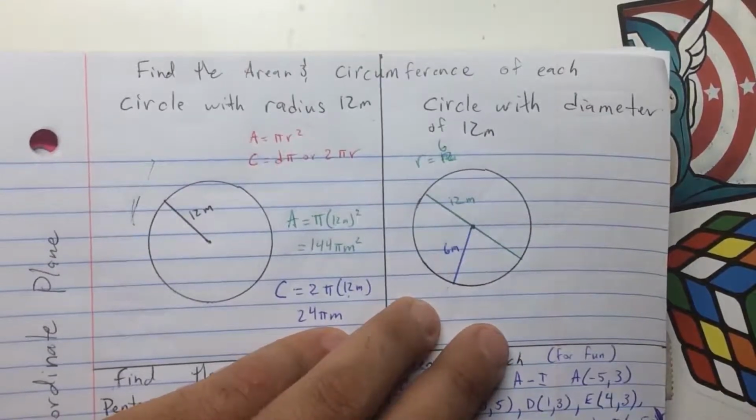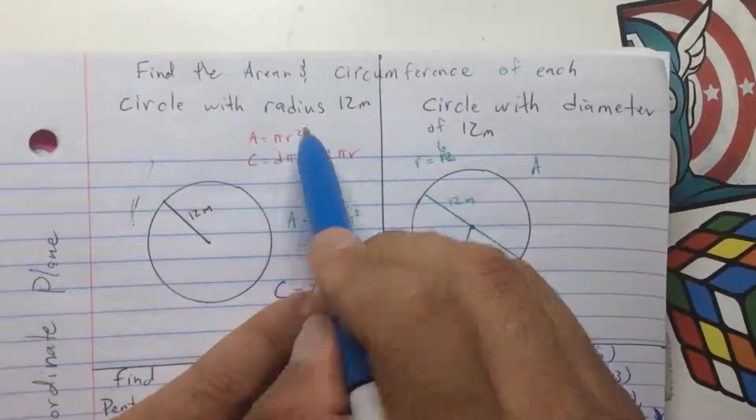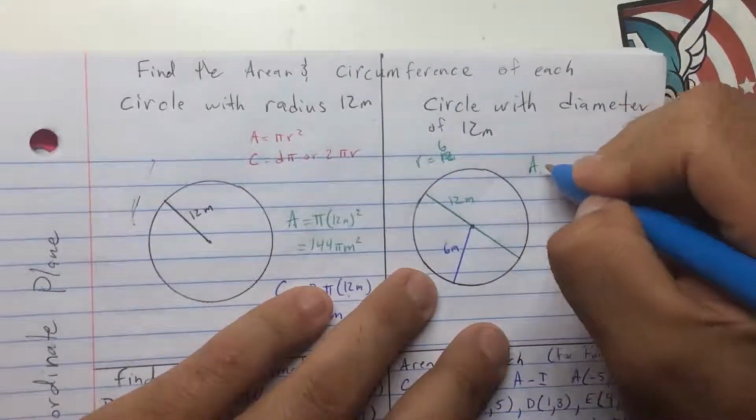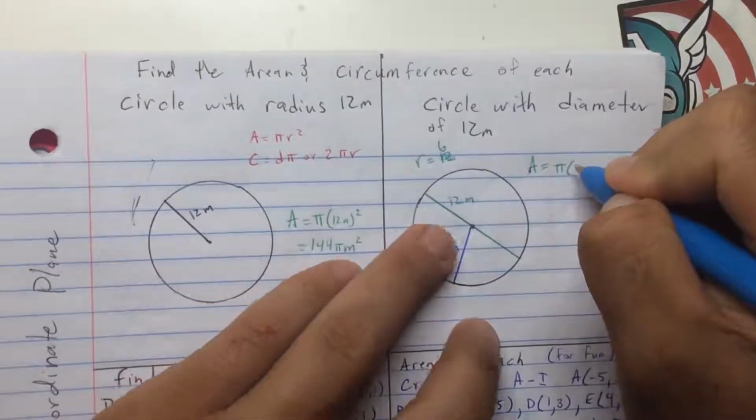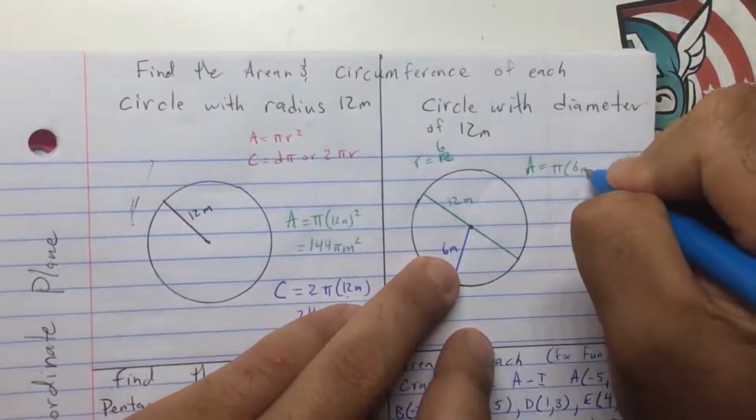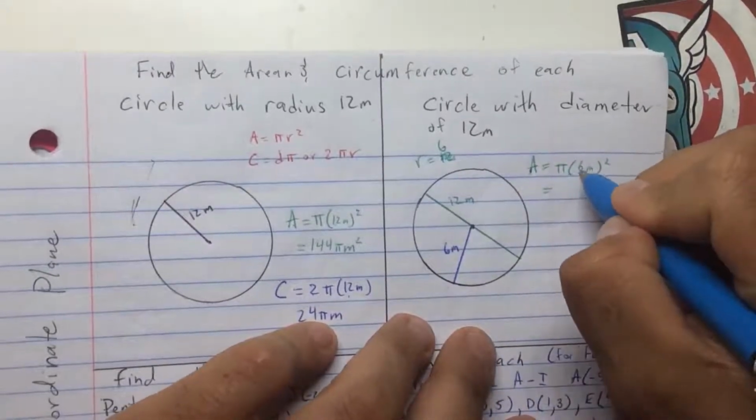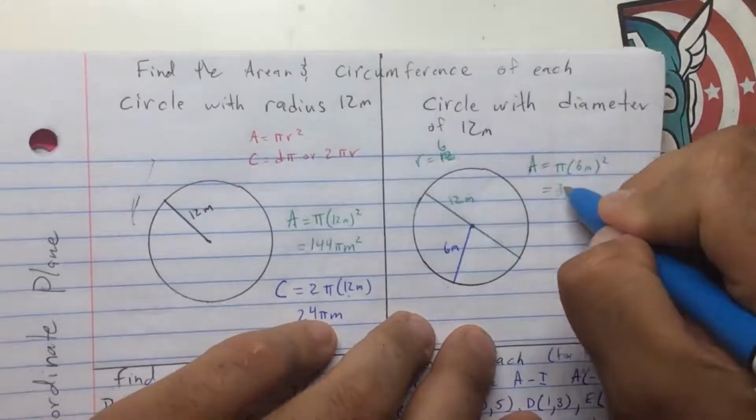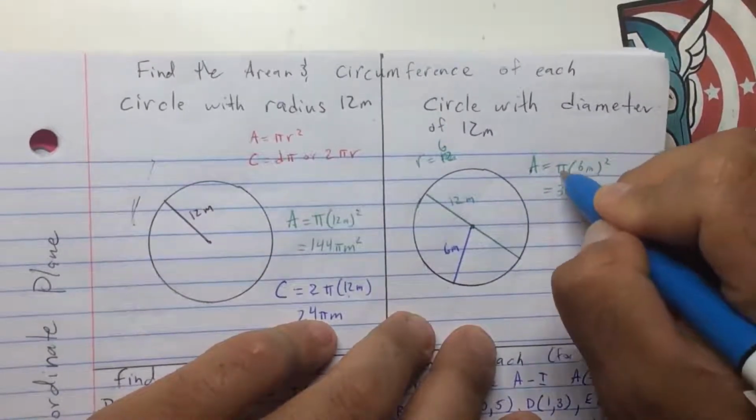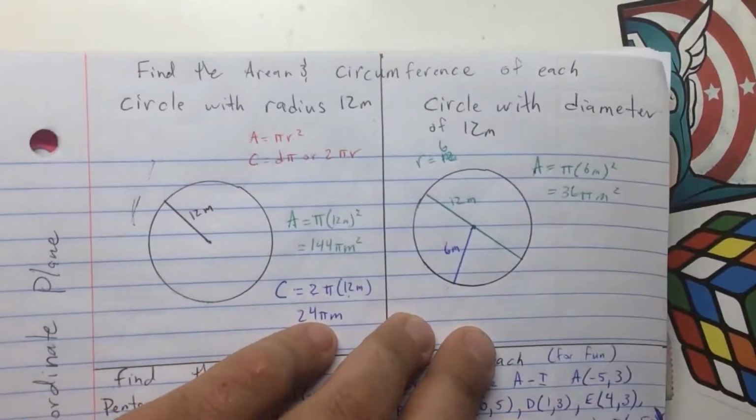We're going to find the area now. Remember the area was equal to pi r squared. We have our r now, so we do pi times our r, which was 6 meters, squared. Once again we square it, multiplying it by itself, which is 36, 6 times 6, pi first, and then our meters squared.